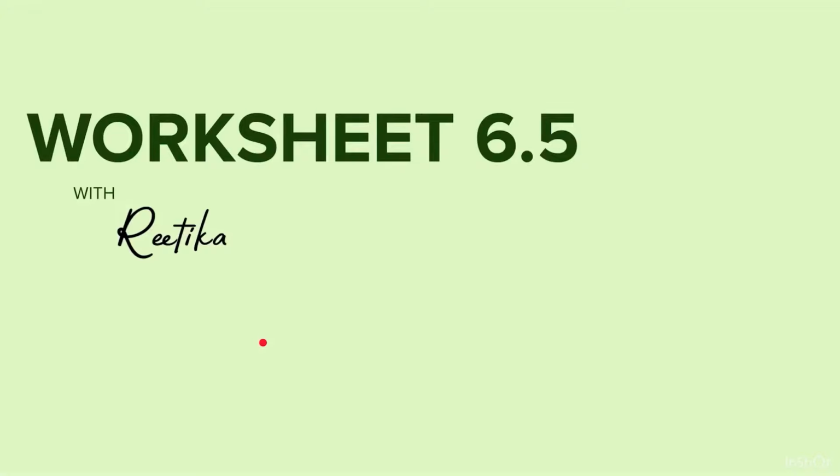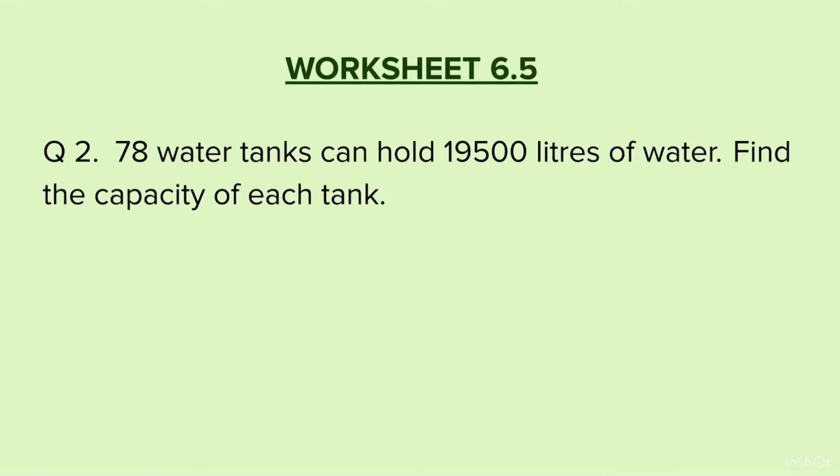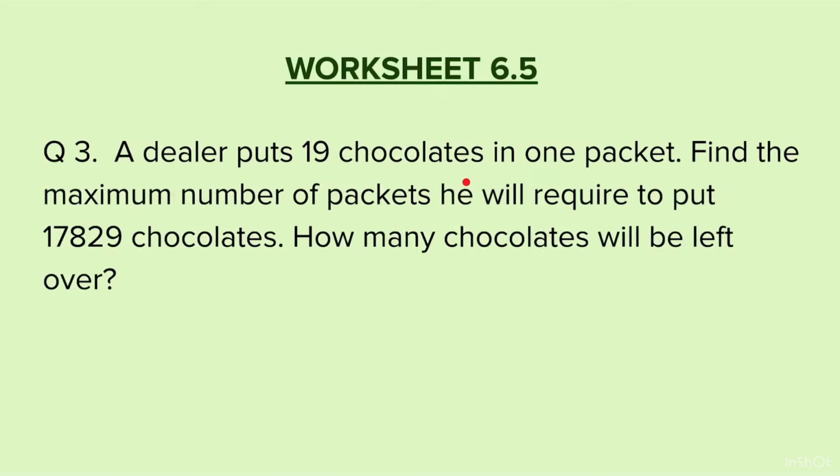Now students, you are ready to do worksheet 6.5. Question 1. Find the greatest number of 5 digit. Find the quotient and remainder if it is divided by 45. Question 2. 78 water tanks can hold 19500 liters of water. Find the capacity of each tank. Question 3. A dealer puts 19 chocolates in one packet. Find the maximum number of packets he will require to put 17829 chocolates. How many chocolates will be left over?